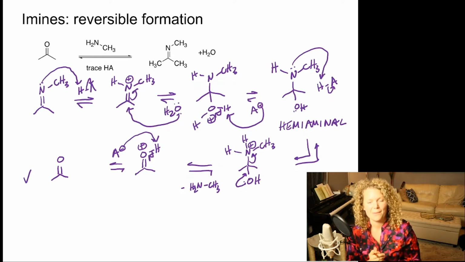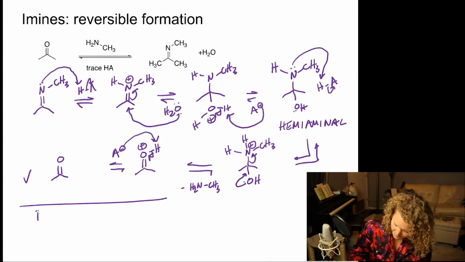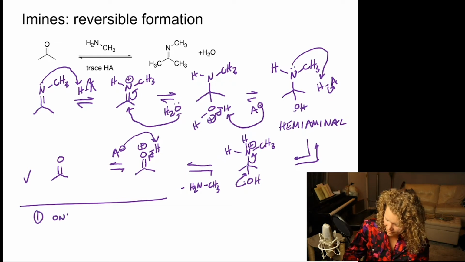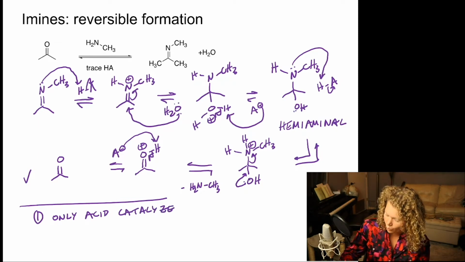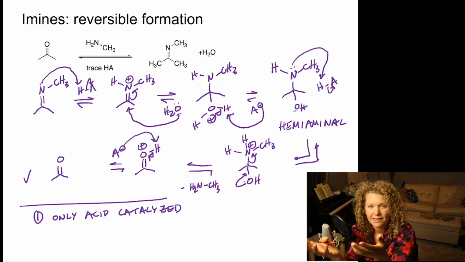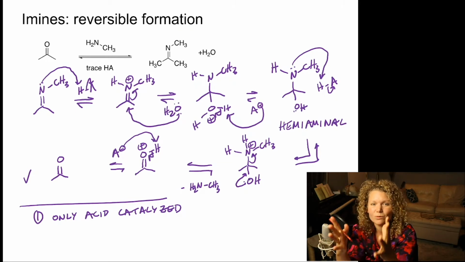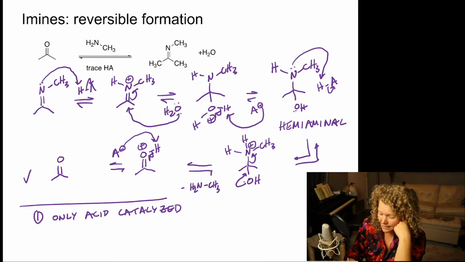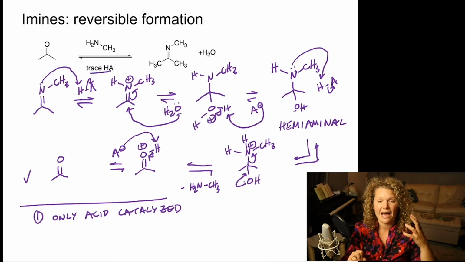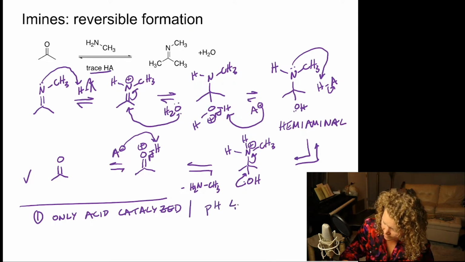So a couple things I want to mention here in these reactions with imines. They are only acid catalyzed. Whereas before we saw addition of water to form hydrates could be done under acidic or basic conditions, these amine reactions to form imines can only be done under acidic conditions. And the second thing here is that we have to be very careful that we're only adding a trace amount of acid. These are typically done at a pH of 4 to 5.